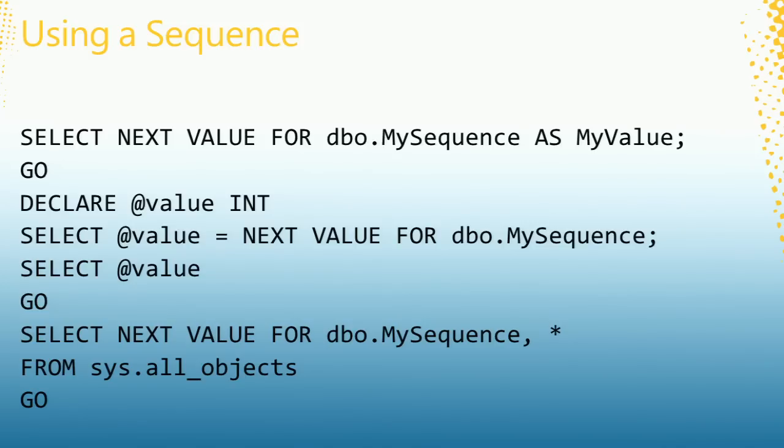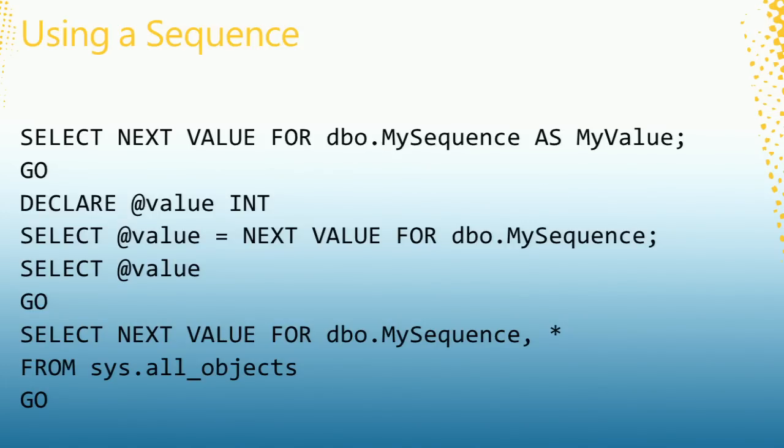And if you want to just get a list from a sequence, you can just use it as part of an object. Select next value for dbo.mySequence, comma, whatever, from, and in my case, sys.all_tables. Yes, Stu?